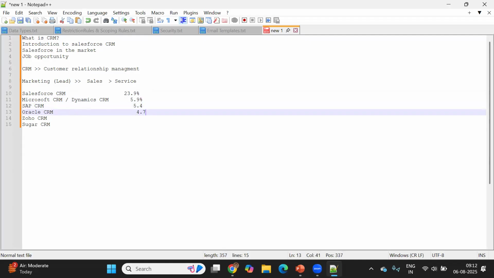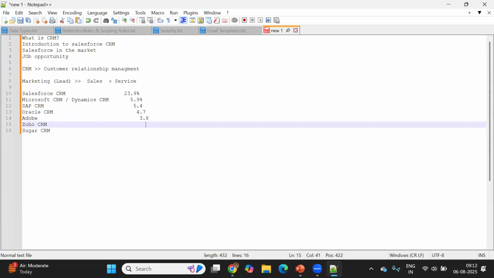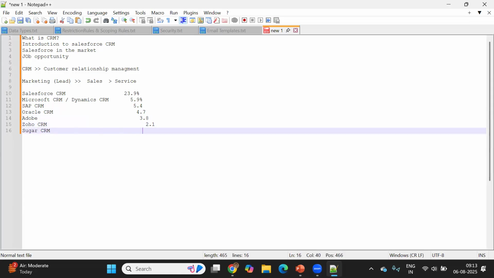This one is around 4.7. And there is one more, Adobe, which occupies 3.8%. And Zoho is almost 2.1, I'm not accurate about this one. Zoho is around 2. And Sugar, you can simply ignore, it is like 1.6 or 1.8. So this is the current market share of different CRM applications.